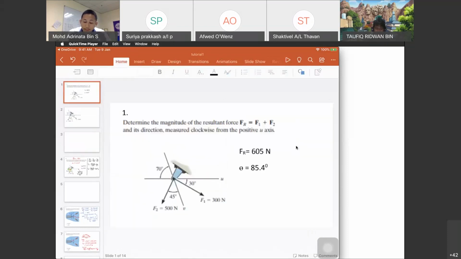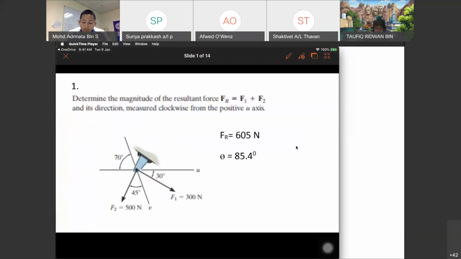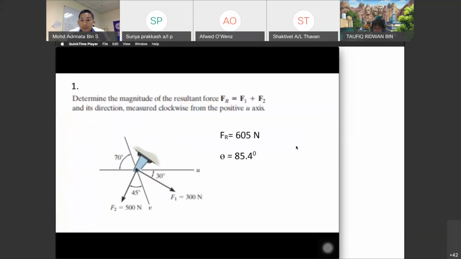Okay. Question number 1. Determine the magnitude of the resultant force Fr equals F1 plus F2 and its direction, measured clockwise from positive U axis. So we have U. This is same as question number 2. Question number 2 is using the same question to separate our U and V for F2. So we have done our F2 U and F2 V.